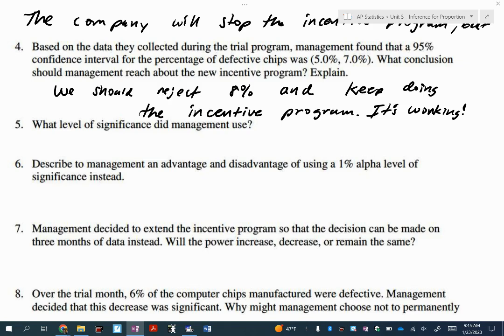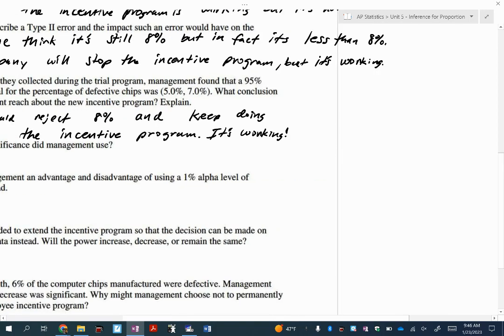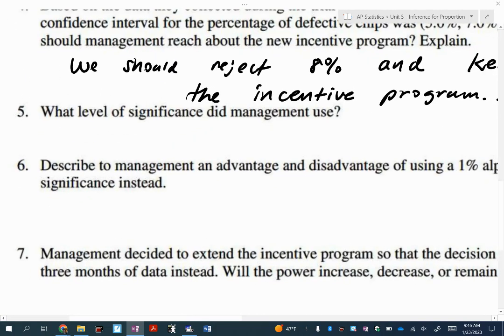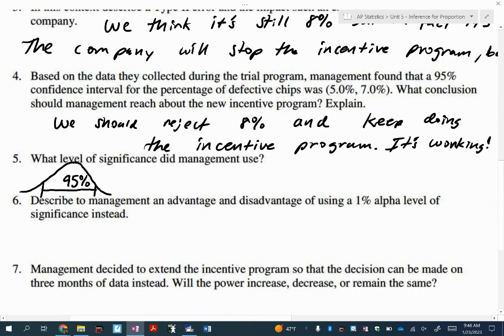Now, can I try to answer number 5? This is where the book would have you do a formula. But instead, I'm going to draw a little tiny baby curve. It's hard to do when it's so small here, but I'll do a little tiny curve. All right. What level of confidence did they use for their confidence interval? 95%. Okay. I did that for number 4. It said they found a 95% confidence interval.